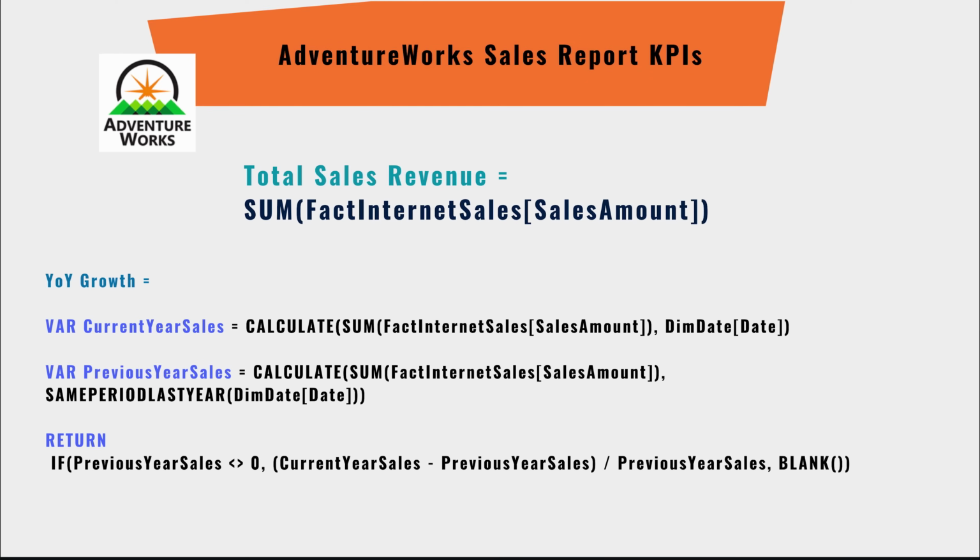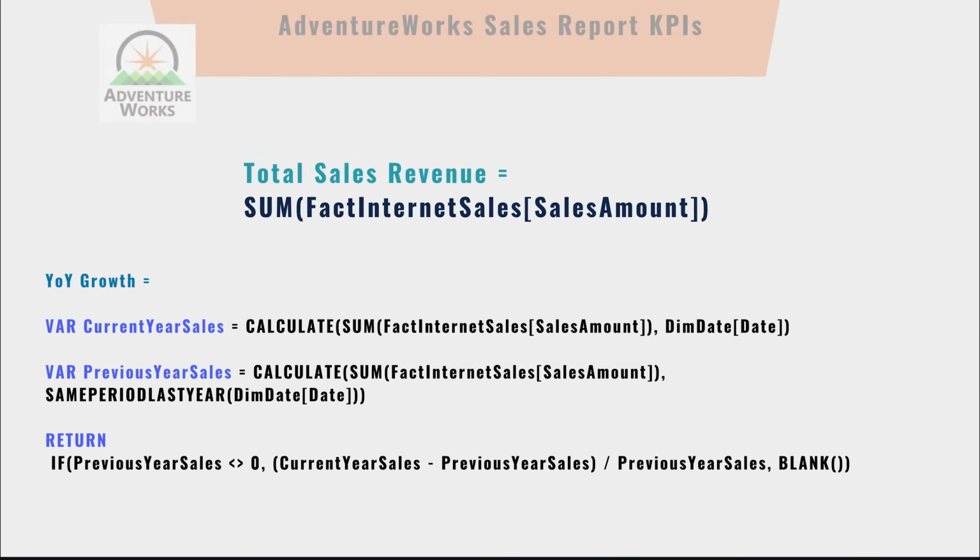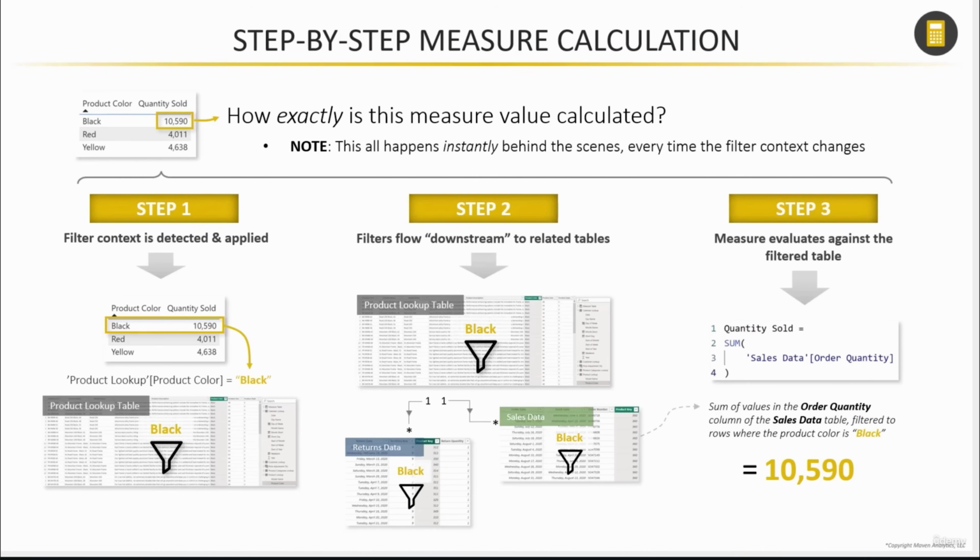All right, guys. Now, we are going to see how these step-by-step measure calculations happen. For example, if you are checking this quantity sold, which would be the sum of total quantities, right? So the very first thing, you see there are the rows. The row filter automatically applies over here, which I'm going to call the row context. But if you want to apply more filters on that, that becomes your filter context. So the filter context is detected and applied, for example if I'm saying the product color equals black.